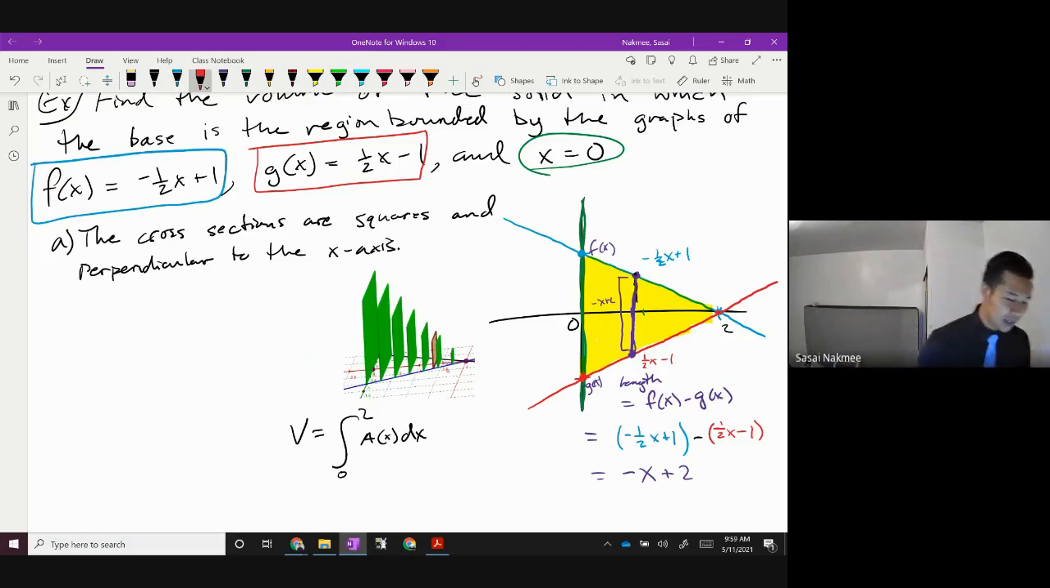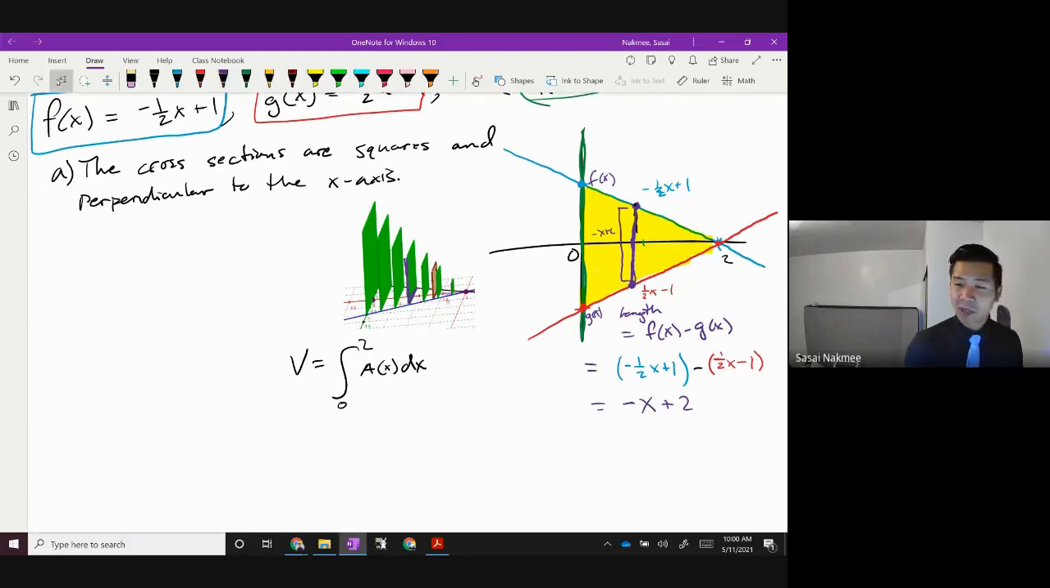Now that length is not the area of this green square. That length is just this length right here. To get the area of the square, I take that and apply it to this side right here, because it's a square, and I just multiply those two together. In other words, I square the sides. So this is the side, and I'm just going to square it.